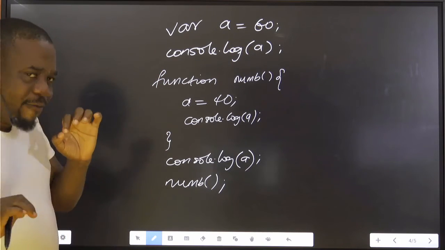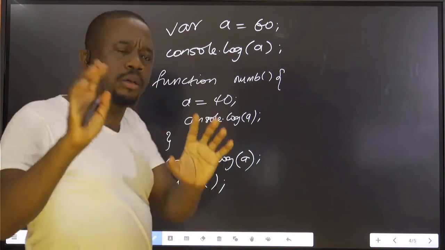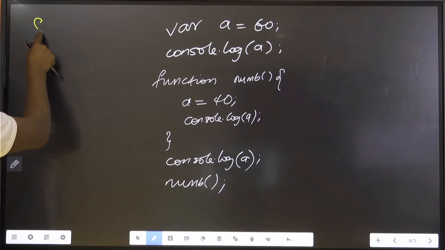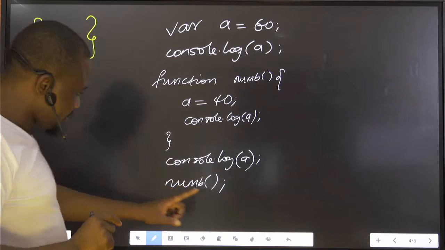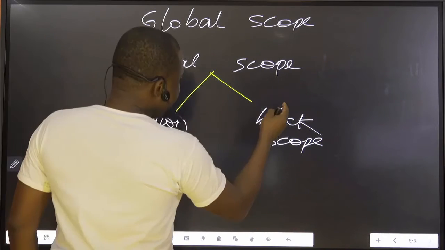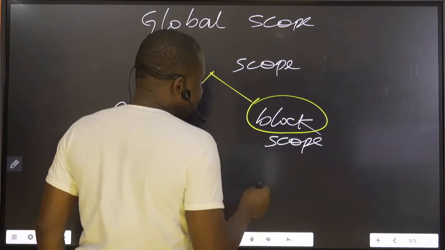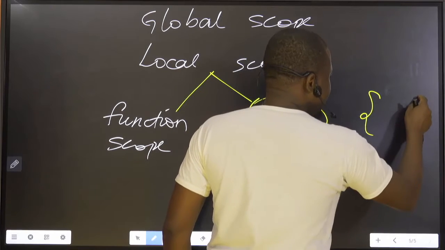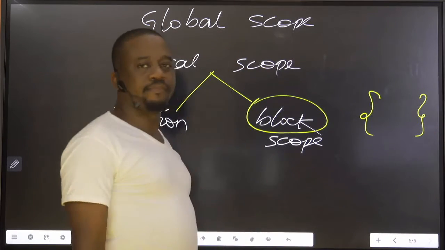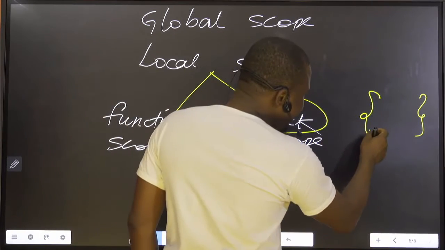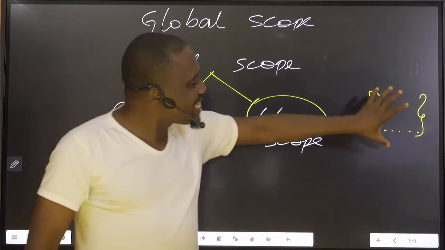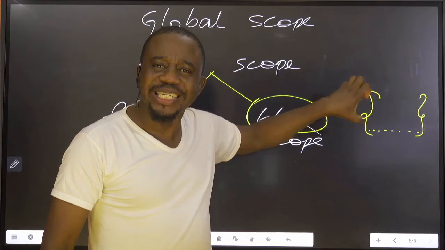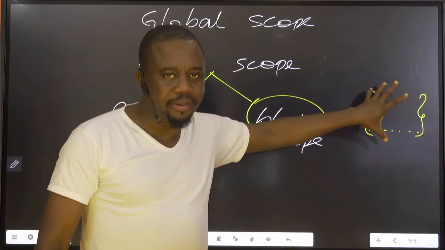Okay? If you see the word block, we are talking about this. That is curly brace. This block we are talking about is talking about what? Curly brace. The space between these two curly braces, the opening and closing, is the space we are talking about, is the block we are talking about.